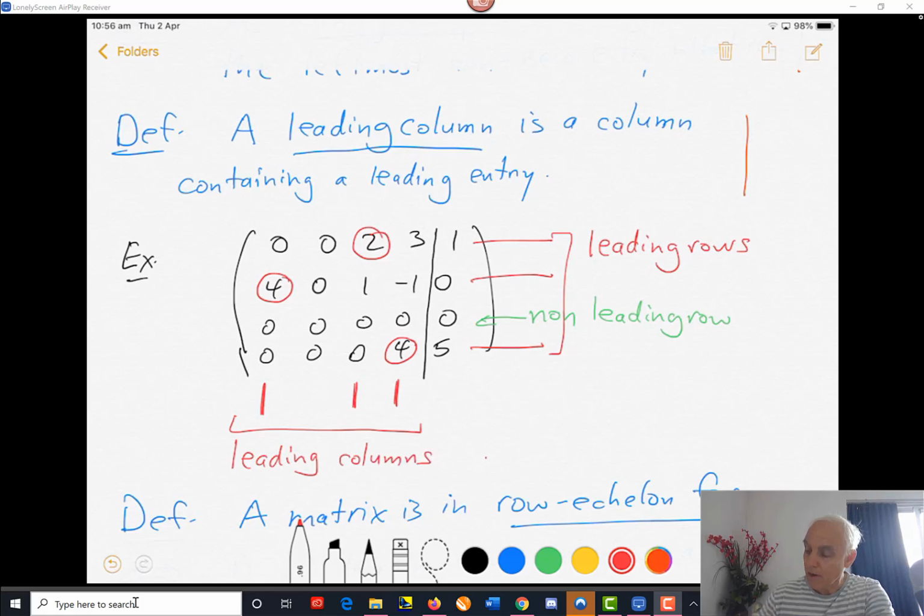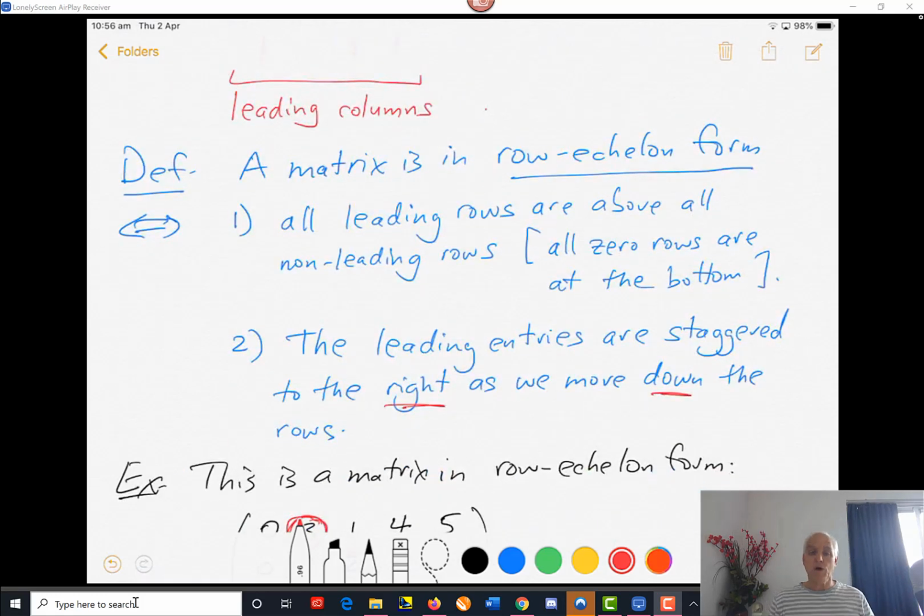Okay, great. Now, row-echelon form of a matrix. A matrix is in row-echelon form precisely when the following two conditions are satisfied. First of all, the leading rows are above all the non-leading rows. In other words, all the rows of zeros are at the bottom. And secondly, that the leading entries are staggered to the right as we move down the rows.